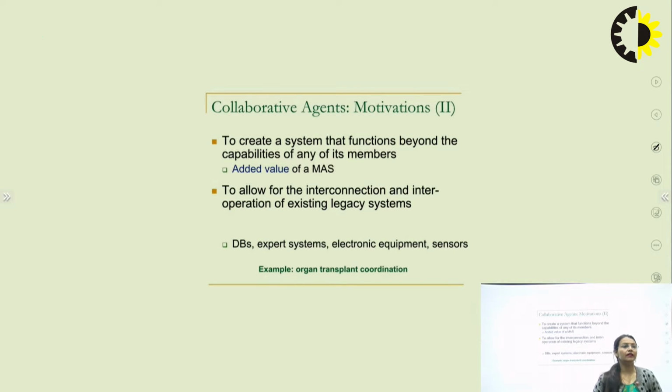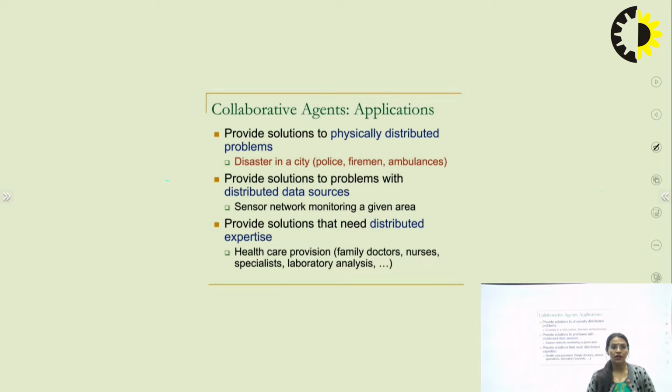Thirdly, it allows the interconnection and interoperation of existing legacy systems, that is, I am adding value to the expert system, or to any electronic equipment or sensors that need to be modified over time. Then, these are the real-time applications of collaborative agents.